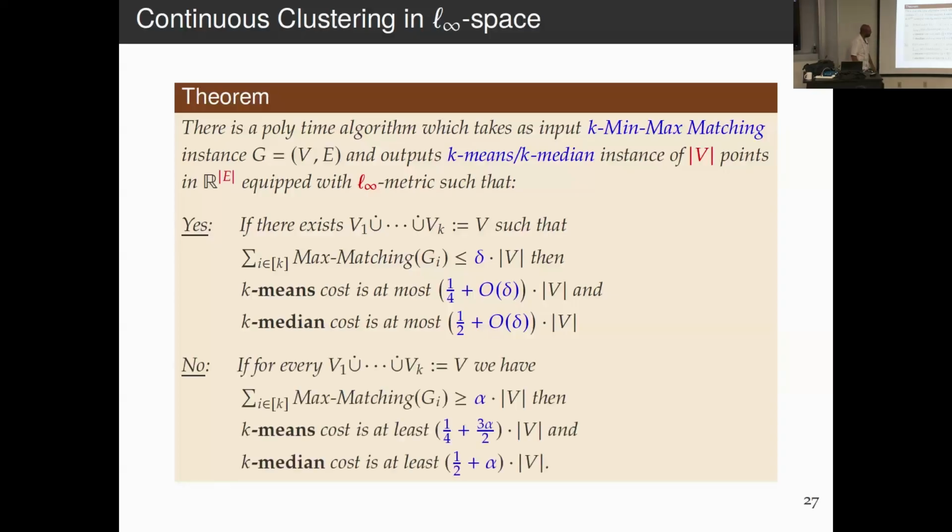On the other hand, if for every partitioning of the k vertex set, we know that the min-max cost is at least alpha, then you will get that it's at least 1/4 plus 3 alpha over 2 and 1/2 plus alpha. So think of alpha as some substantial constant. Then this separates them by that amount, up to 3/2 and 1 factor. So we'll see this proof.